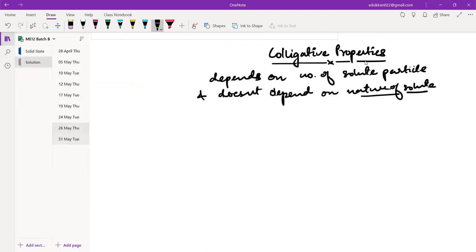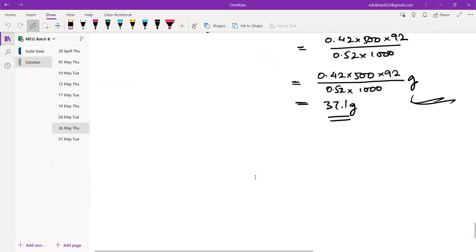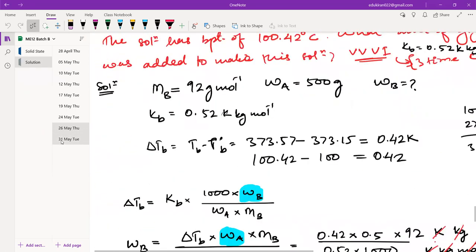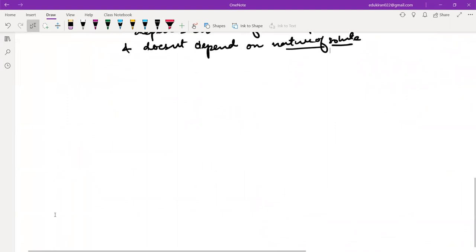Chali. So in the last class, kaha tak hua tha aapka? We had done till elevation in boiling point, right? Elevation in boiling point tak ho gaya. Now let us write another question.